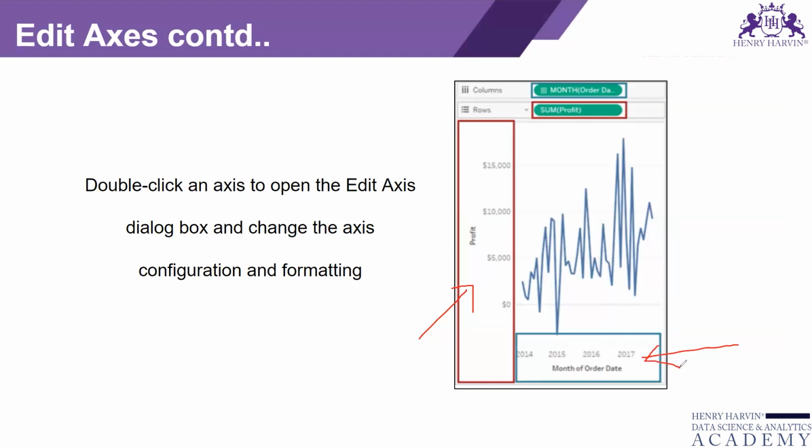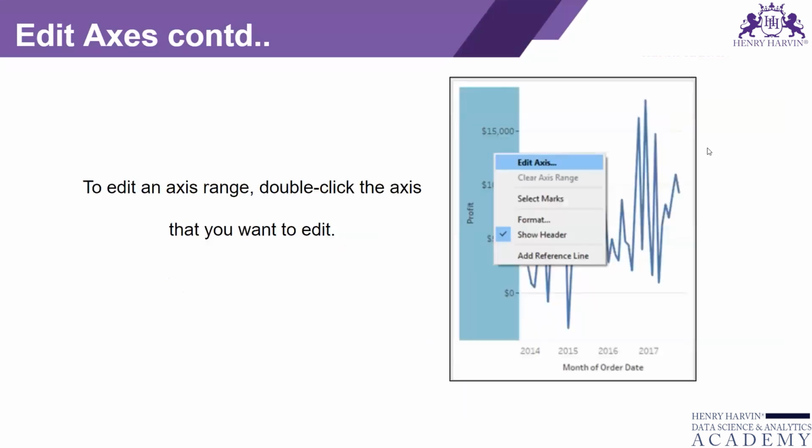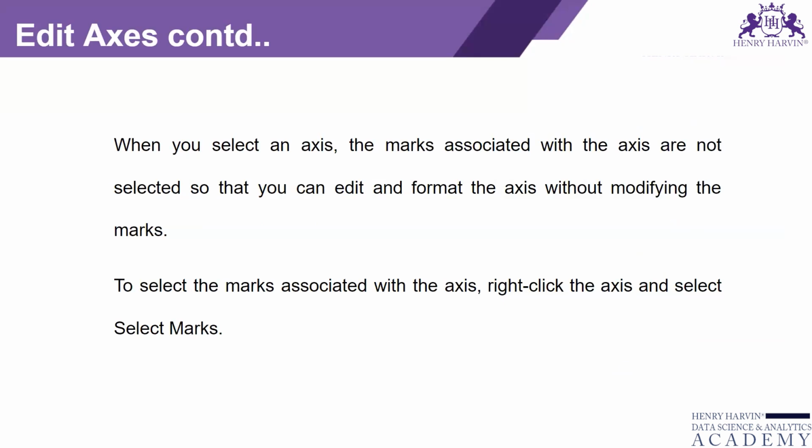Now double click an axis to open the edit axis dialog box and change the axis configuration and formatting. That is how you can edit the axis values for a particular visualization. See here, you double click it, you get the edit axis option. Here you have format, show header, add reference line. When you select an axis, the marks associated with the axis are not selected, so that you can edit and format the axis without modifying the marks. So your visualization will not change, only the formatting of your axis will change.